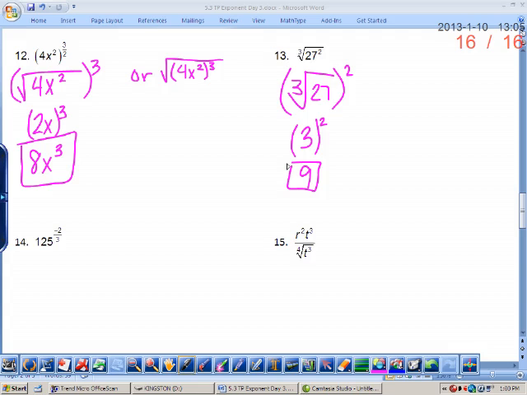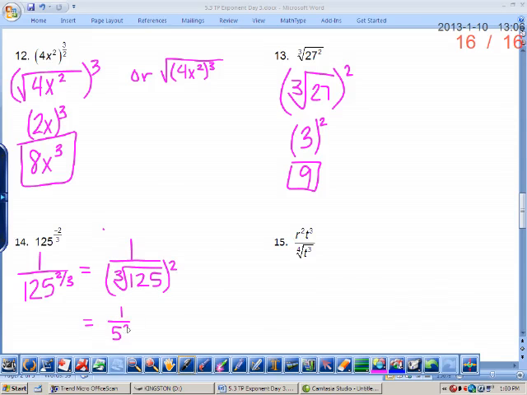Tatiana, can you tell me how you started number 14? I put 125 under 1, and then I took the cube root. So we rewrote it like that, and then you took the cube root of 125. Square it. What is the cube root of 125? So this is 1 over 5 squared, which is 1/25.